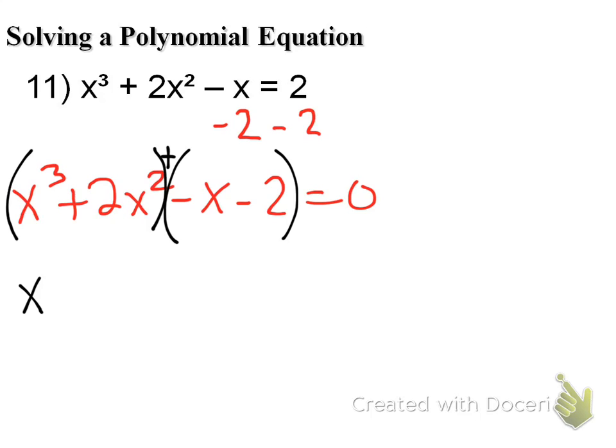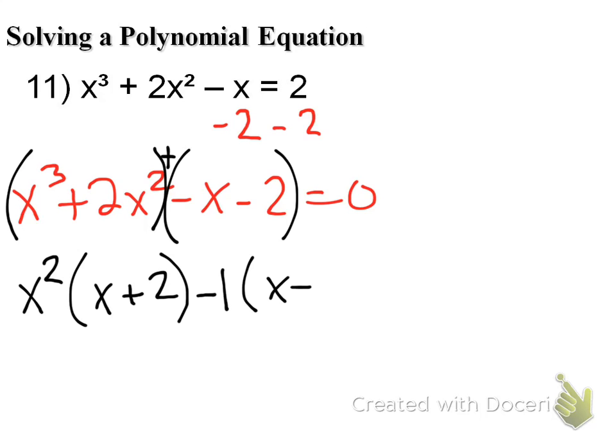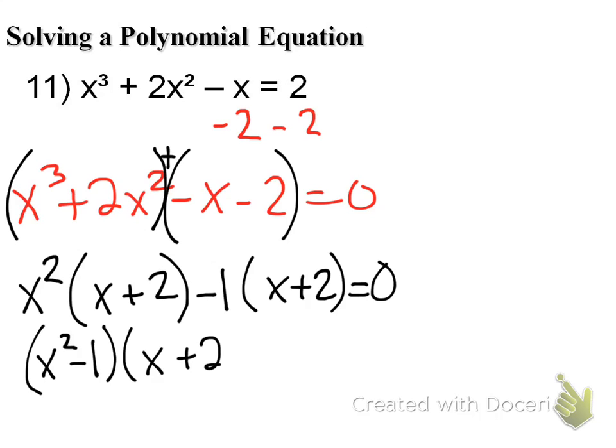So I can bring an x squared out of the first one. That gives me x plus 2. So what do I need to pull out of the second one? Just a negative 1. Good. So your greatest common factors become one binomial. Your x plus 2 becomes the other binomial. All still equals 0. Anything else we can do?